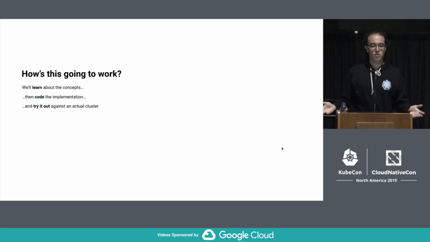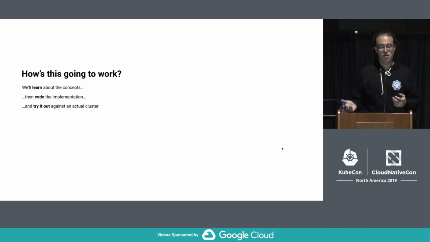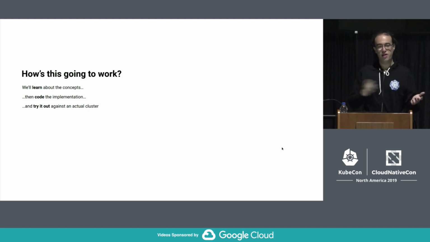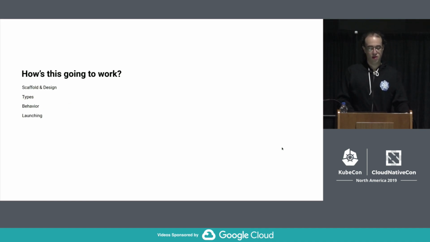Generally over the course of this presentation, I'm going to talk to you about some concepts. Then we're going to look at some practical details. And then I'm going to pop over and try it out, and y'all can follow along and try it out as well. We'll talk about scaffolding and design, and then we'll move into types. Then we'll move into the code that makes those types do something useful. And finally, at the end, we'll talk about moving from your test dev loop into something that can be deployed on an actual cluster for production use.